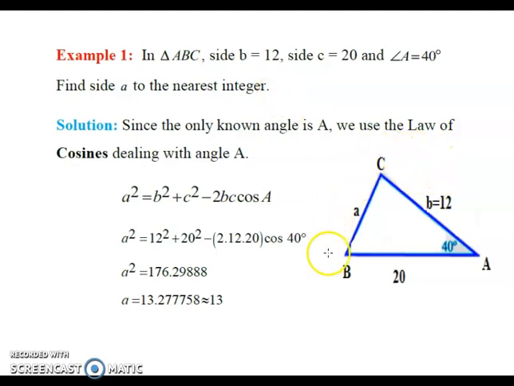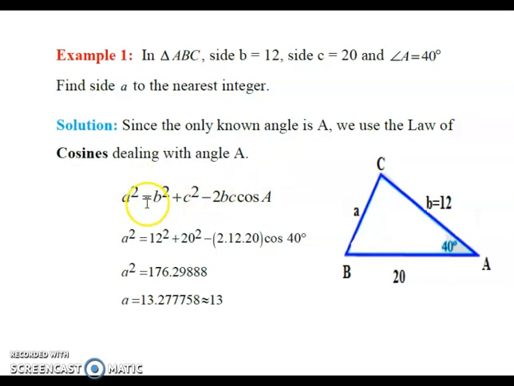If we observe this triangle, two sides are given: small b is equal to 12, small c is equal to 20, and their enclosed angle capital A is equal to 40 degrees. We have to find out the third side, that is small a. Since the only angle is A, we use the law of cosines dealing with angle A.